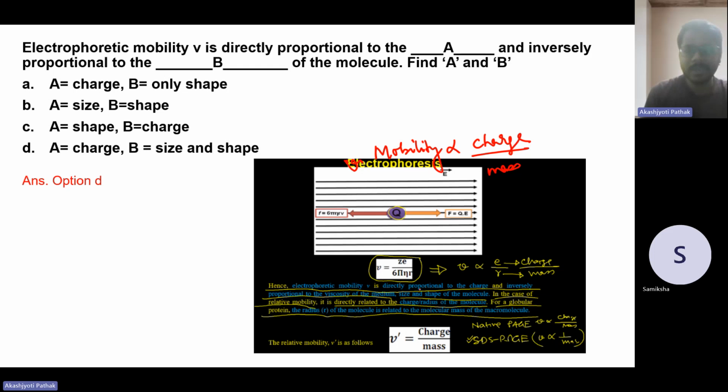Here also you can see the same thing is written. The higher the charge, the higher will be the mobility, but it will also depend on the shape and the mass or size. The higher the size, the lesser will be the mobility. Okay.